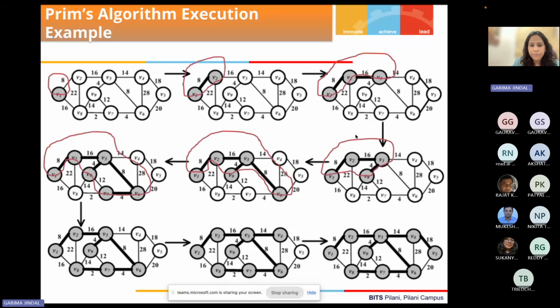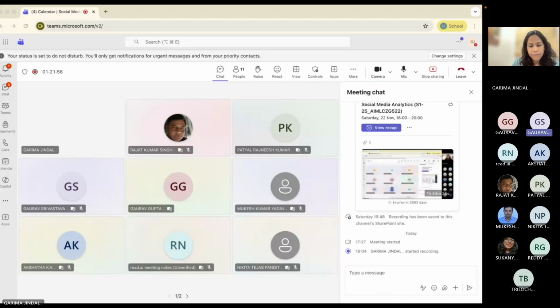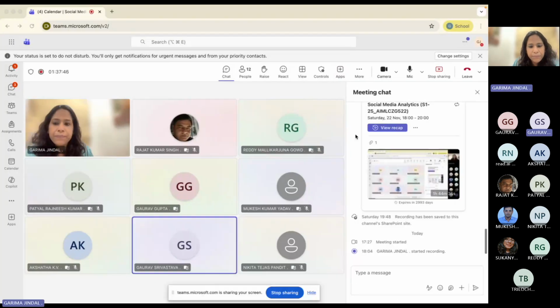Ma'am, can both the algorithms work for directed or non-directed graphs? Yes, I think so. Let me check. I'll check and give you the answer.